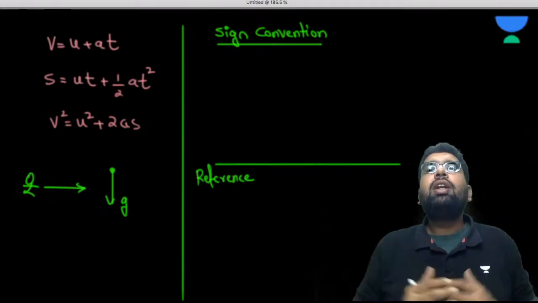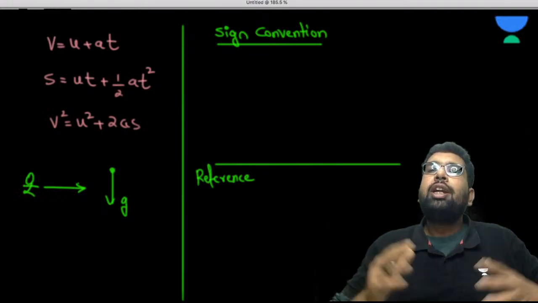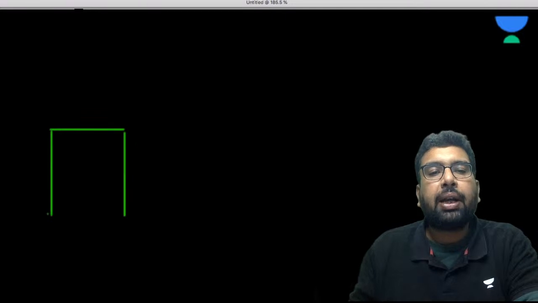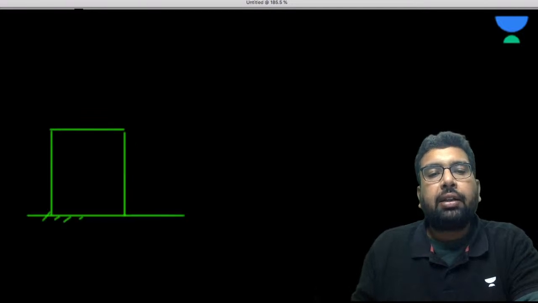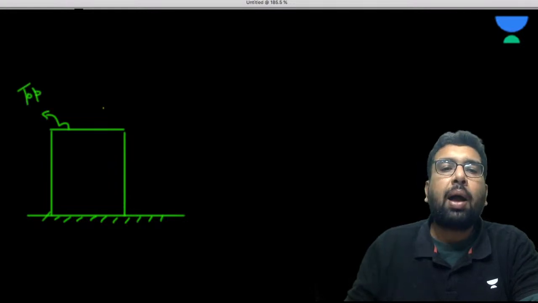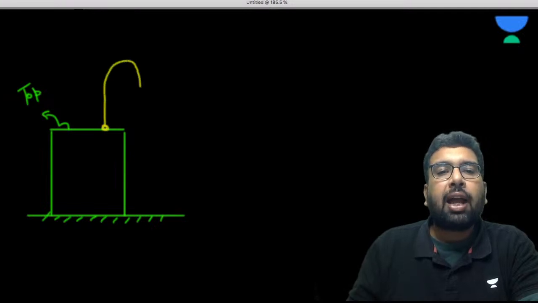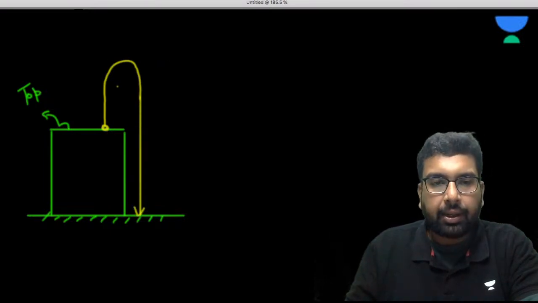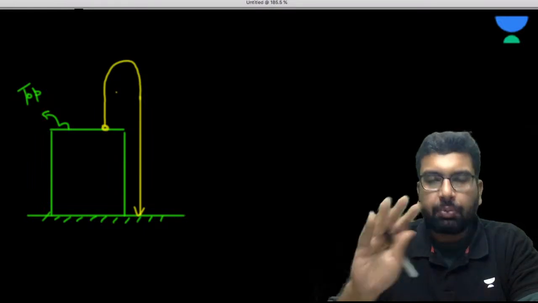Whenever we are seeing some motion, we can see it from some reference. For example, if there is a building, and this is your ground, this is the top of the building. Now someone threw a ball from this top. Obviously it will follow somewhat like this path, isn't it? Yeah, I'll come to it.